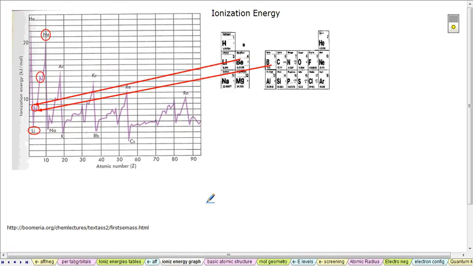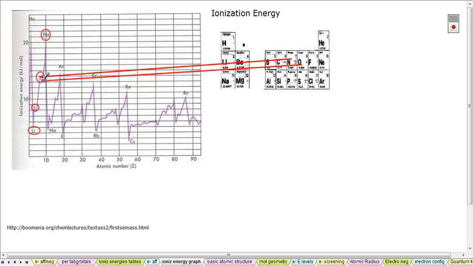And so that is the reason why we see these little peaks and troughs. We also see a couple more examples of that, where we see the peak between nitrogen and oxygen. So when we take a look at nitrogen, nitrogen's right there, and oxygen is right there. Now if we look at our electron configuration for both, we can quickly do that.